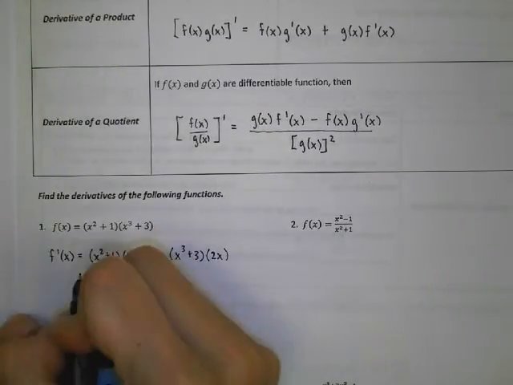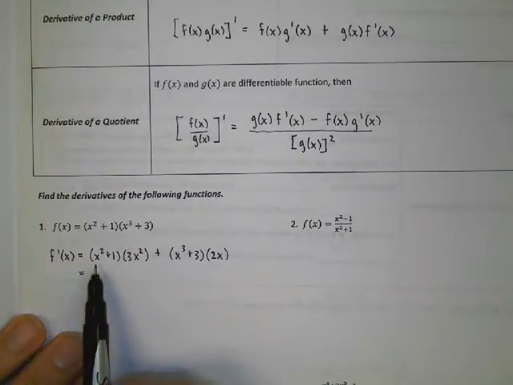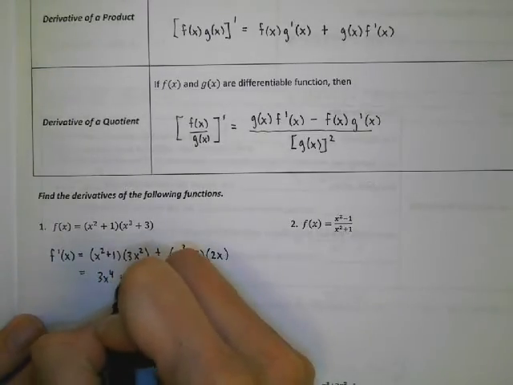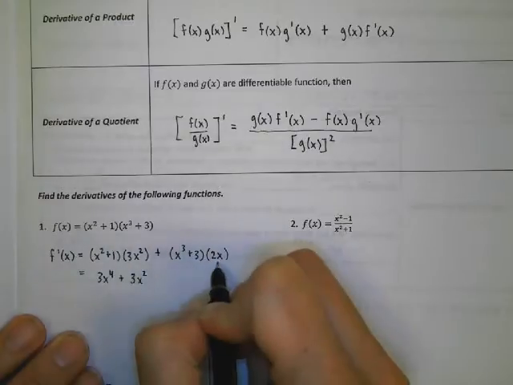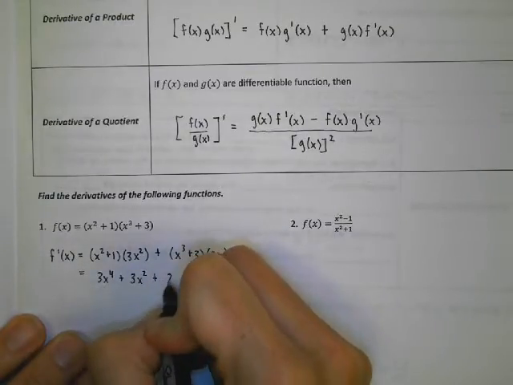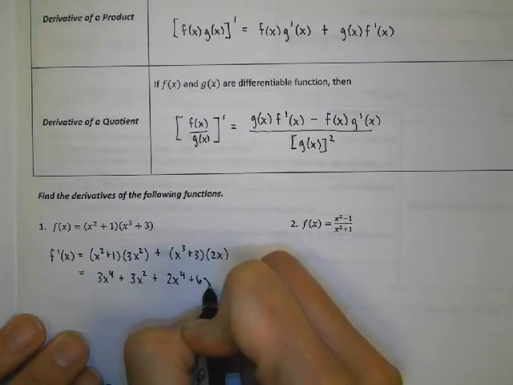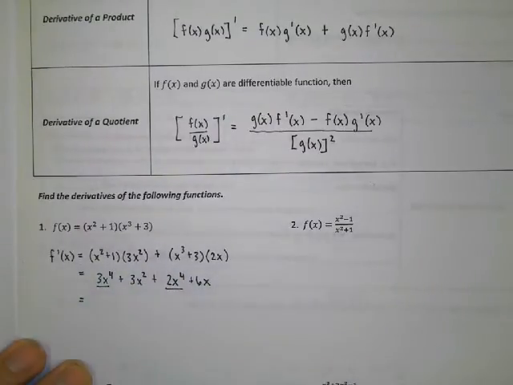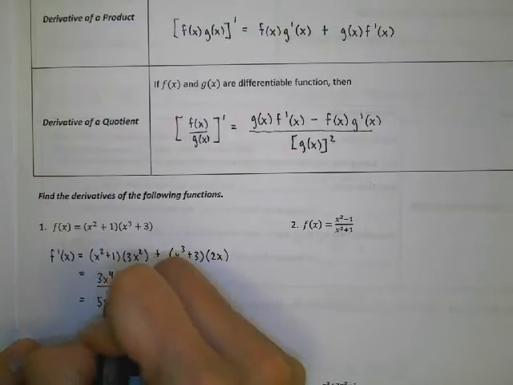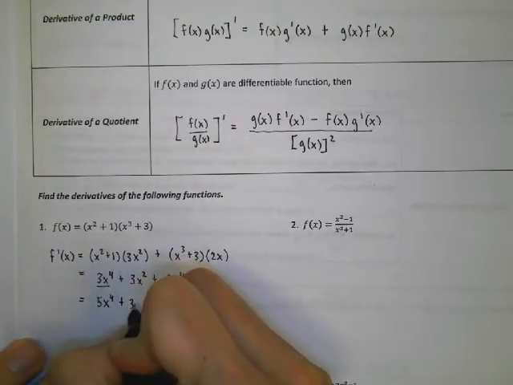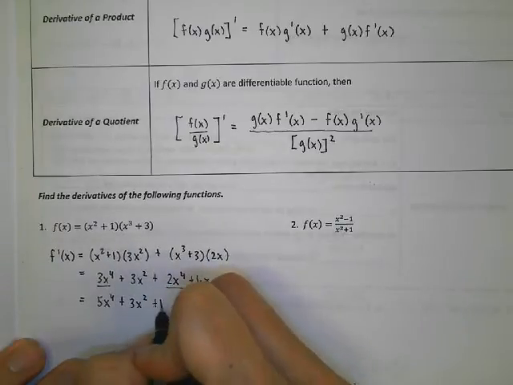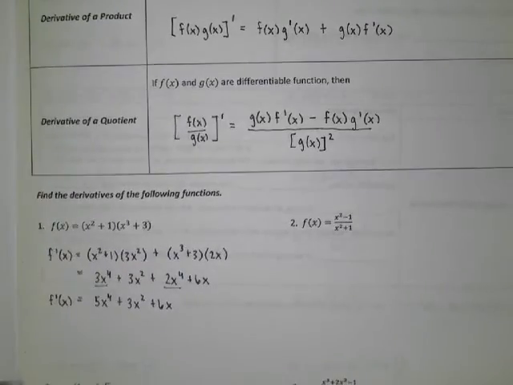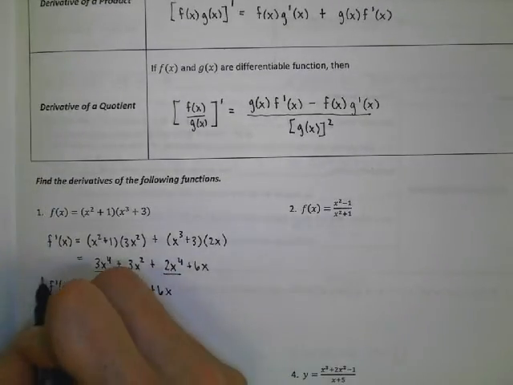Now we've got all the pieces. We just need to distribute, combine our like terms, and simplify this a bit. I'm going to distribute the 3x squared to both terms, so I get 3x to the fourth plus 3x squared. And I'm going to distribute 2x to both of these terms and get 2x to the fourth plus 6x. The last thing I'm going to do is combine my like terms. I have a 3x to the fourth and 2x to the fourth, so I have 5x to the fourth plus 3x squared plus 6x. And that's our derivative, f prime of x. So that's an example of the product rule.